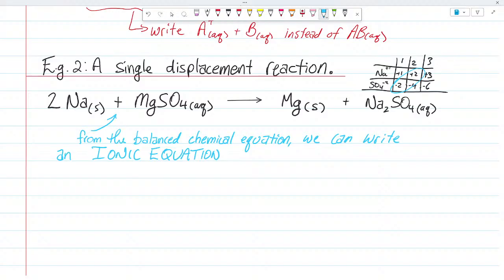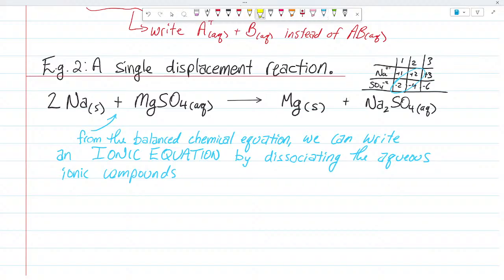And the way we do that, by dissociating the aqueous ionic compounds. So let's identify what are the aqueous ionic compounds in this reaction. Sodium reacts with magnesium sulfate to give us magnesium and sodium sulfate. What are the aqueous ionic compounds?